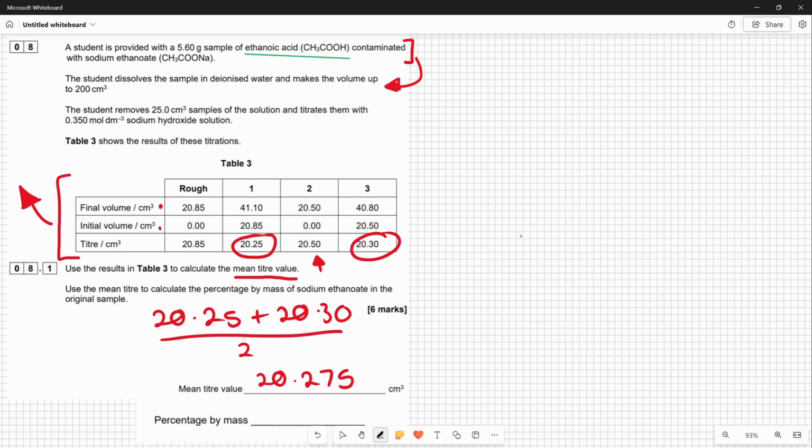So effectively what we need to do is find the mass of ethanoic acid within the original sample, and the way we're going to do that is by making an equation and using our titration values, our volumes and concentrations to find the moles of ethanoic acid and then the mass of ethanoic acid, and then we can subtract that from the sample mass of 5.6 grams to find the mass of sodium ethanoate, and then we do some simple division to find the percentage by mass of sodium ethanoate in the original sample. So let's start by writing an equation out for the titration. We have sodium hydroxide reacting with ethanoic acid, and that will give us sodium ethanoate and water.